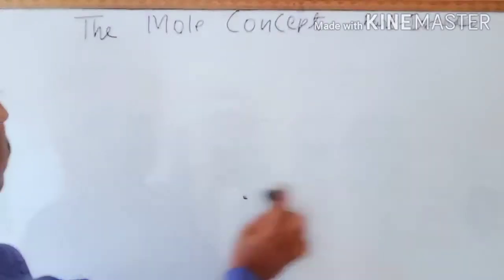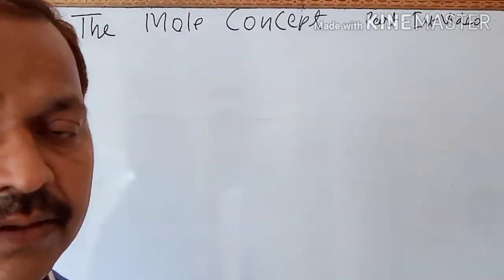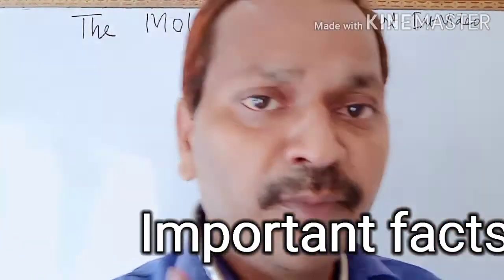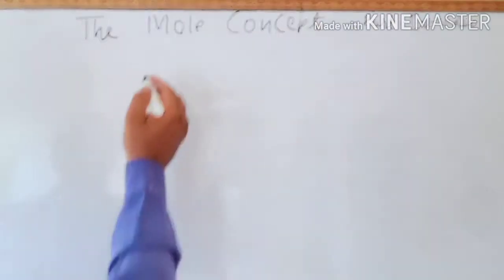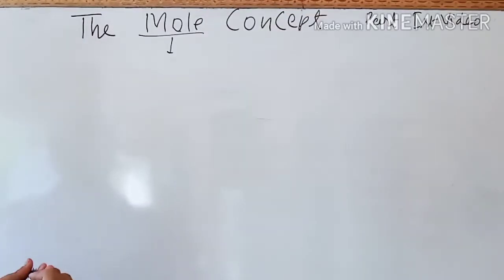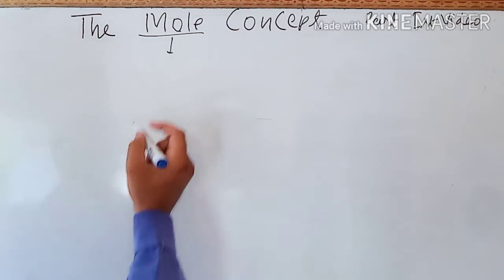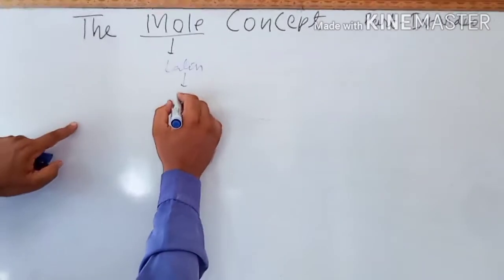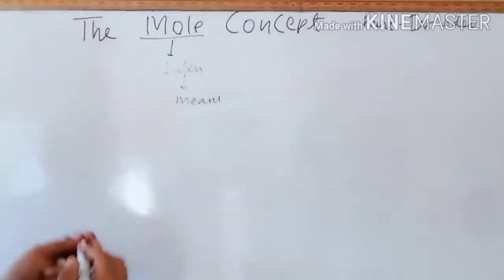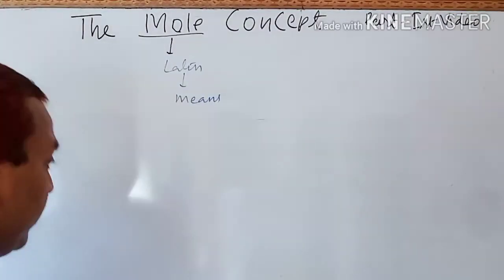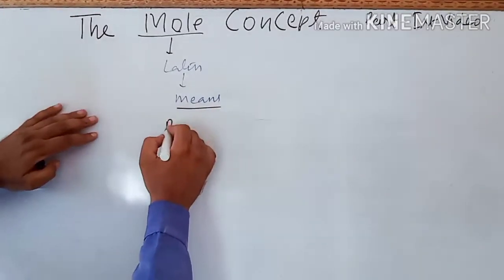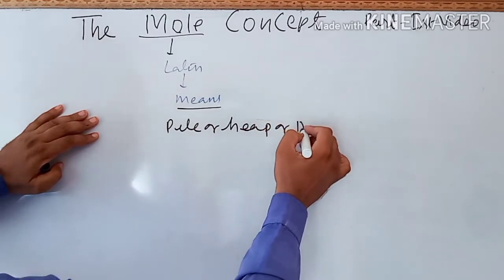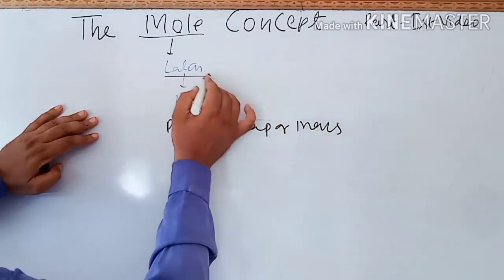Now we are going to start some important facts of chemicals. Number one point, children, is the word mole. The word mole is a Latin word, which means pile or heap or mass.